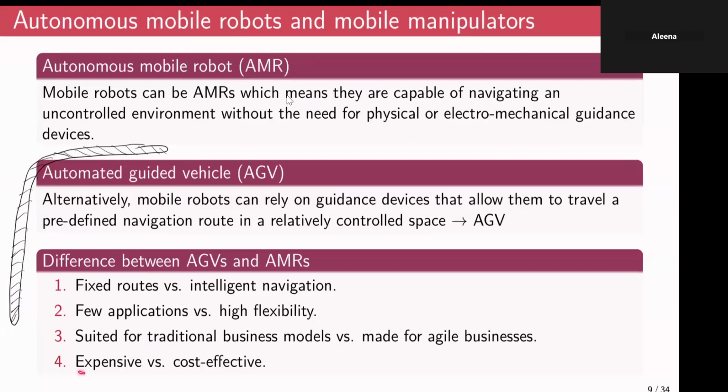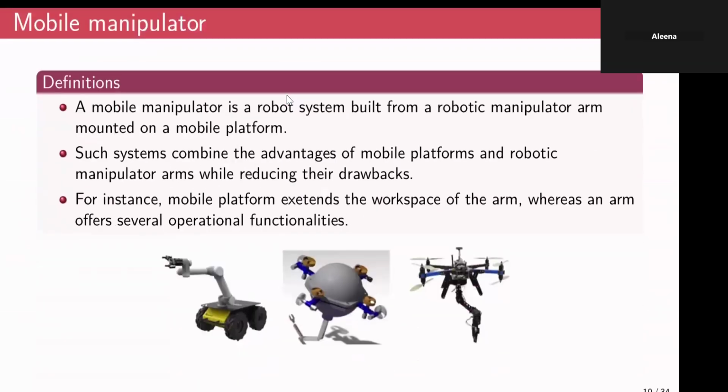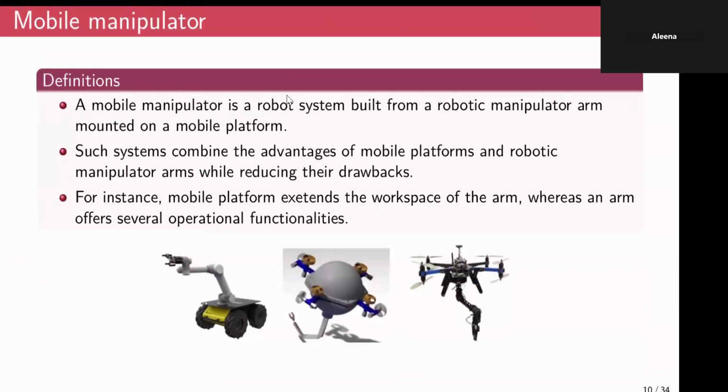And AGVs are expensive because every time you have to change your task, or every time you have to have some sort of flexibility, you have to completely reconfigure, or you may have to deploy a completely different system. But in case of AMRs, they can be easily reprogrammed. Nothing has to be changed. Only a small recalibration is required in case of an AMR. So that was about the key differences between AGVs and AMRs.